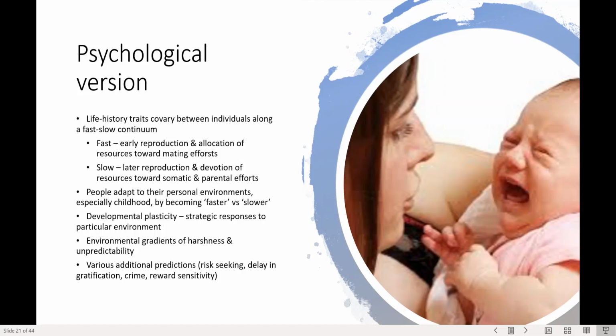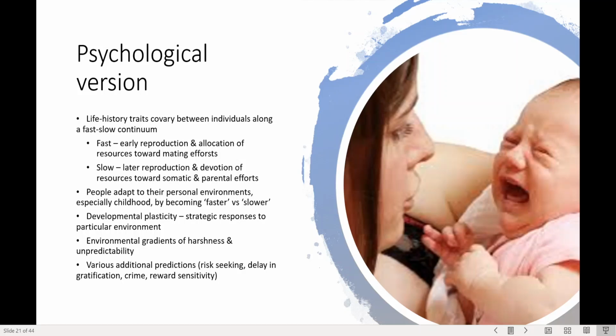So fast: early reproduction, allocation of resources towards mating efforts. Slow life history: later reproduction, and devotion of resources towards slow growth and investing in your offspring. And so the idea is there are differences between individuals, and individuals adapt to their personal environments, and the important period is really childhood, because as we will see in a minute, the idea is that childhood sets the parameters of the body system, and therefore acts like a forecast for later in life.